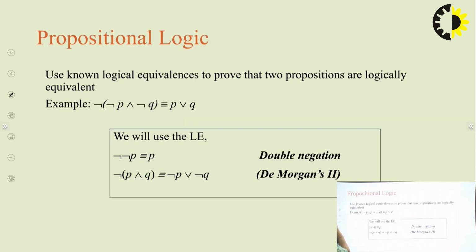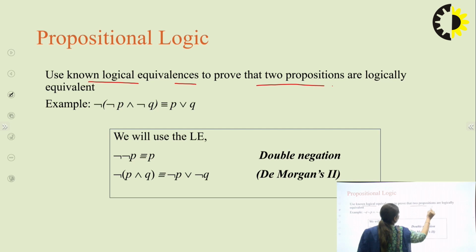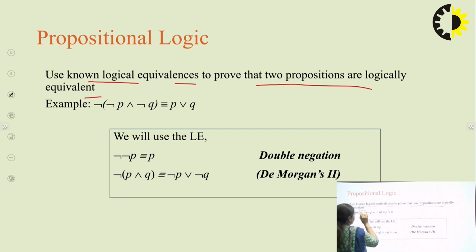Now, propositional logic. Use known logical equivalences to prove that two propositions are logically equivalent. Now we have to prove that they are logically equivalent, right? Negation of negation of P is equivalent to P, right? And when we open this bracket, we get this, right? Now we have proved that it is equivalent to this.